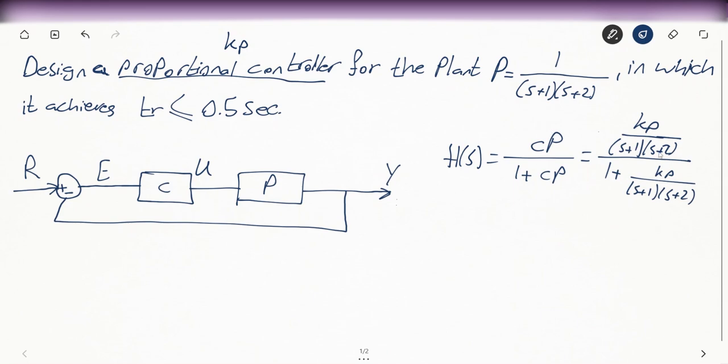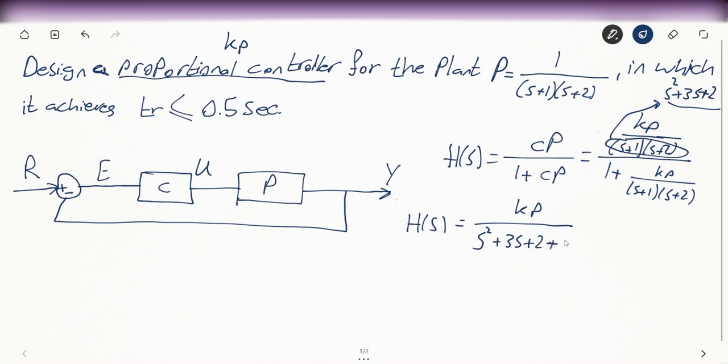Now we have to simplify this transfer function. We will simplify it by multiplying both the denominator and the numerator by this quantity, which can simply be written as S squared plus 3S plus 2. So we will multiply both numerator and denominator by this quantity. This will give us H of S equal to Kp, cancellation will happen, over S squared plus 3S plus 2 plus Kp.